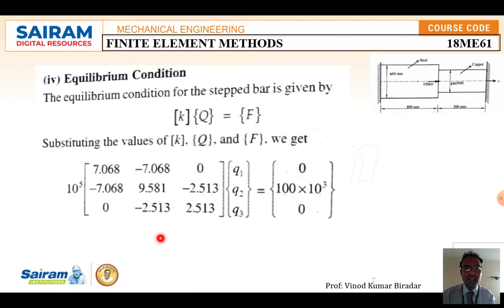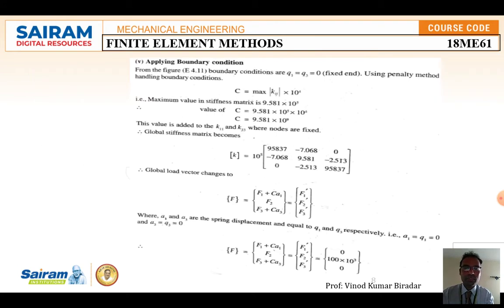If they ask for the elimination method, you have to delete the first row first column and third row third column, but they are asking for the penalty method. Penalty method means something different. From the figure, the boundary conditions are Q1 and Q3 are fixed. By using the penalty method we have to substitute this value; this is a standard formula.